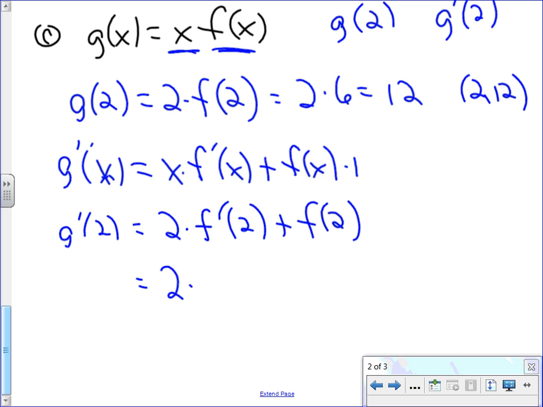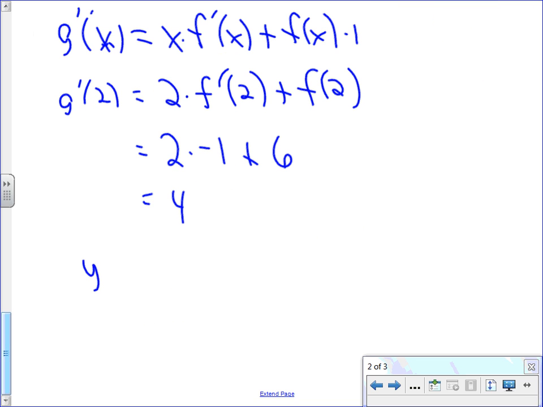Go look at it on the graph. F prime of 2 is -1. F of 2 we already said was 6, and so g prime of 2 is 4. And now you need to write the equation of the tangent line. That's the easy part. Y minus 12 equals 4 times x minus 2. Good? Yes?